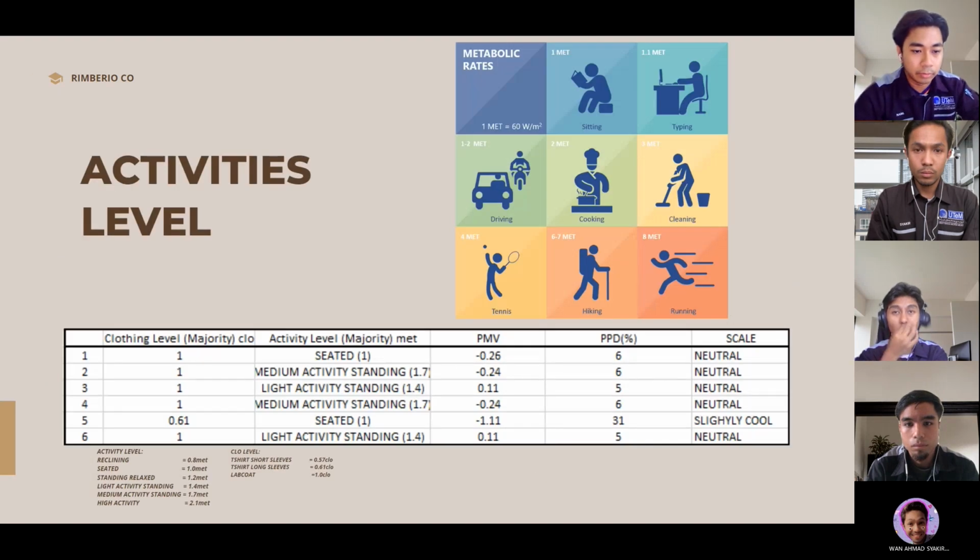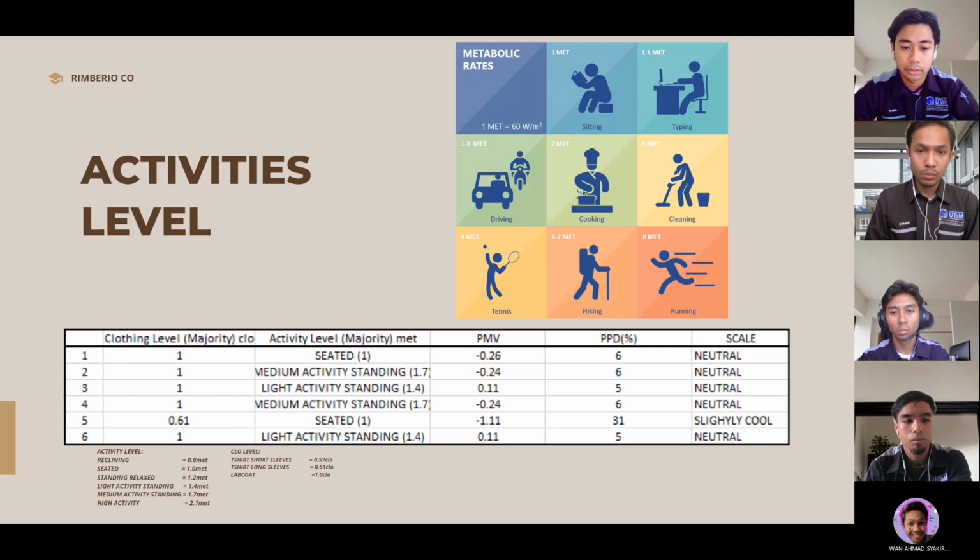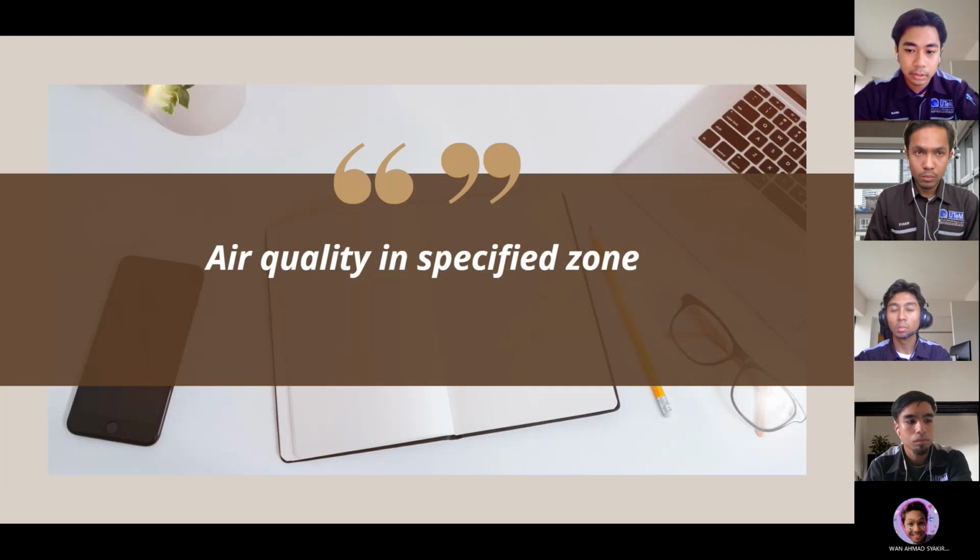Okay, next for the activity level, 5 out of 6 respondents feel neutral, while 1 respondent feels slightly cool. From the table, we can see that the percentage of dissatisfied for respondent 5 was the highest, which is 31%. This is because of the low exposure clothing that the respondent wears. The next, the air quality in specific zones.